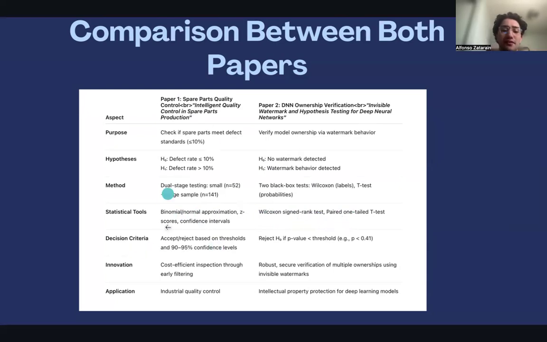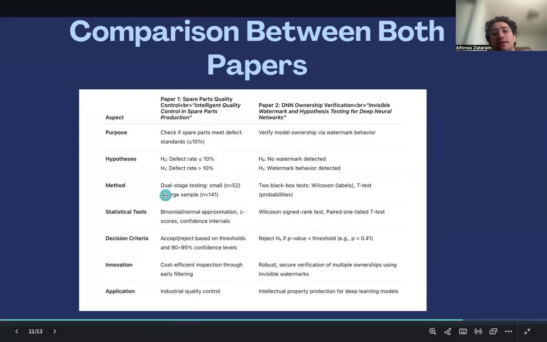The decision criteria for the first paper, as I already mentioned, was accept or reject based on the thresholds and the 90 to 95% confidence interval. In paper number two, we reject H0 if the p-value is less than the threshold.